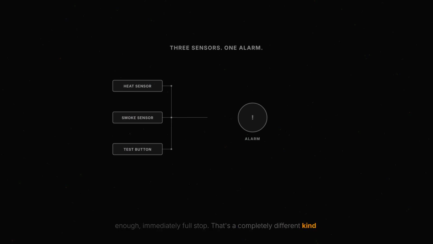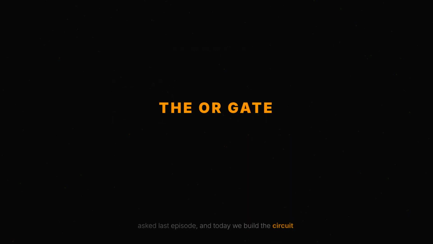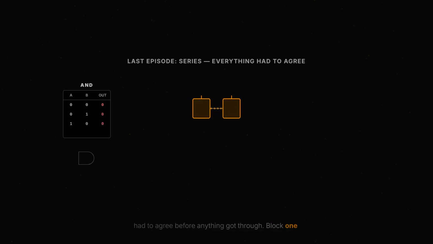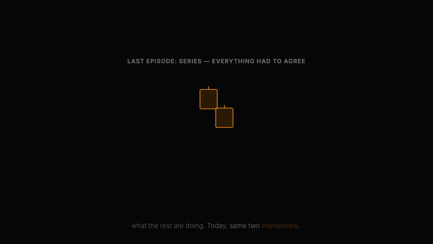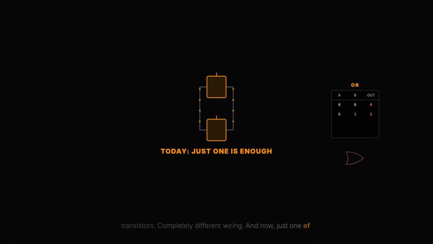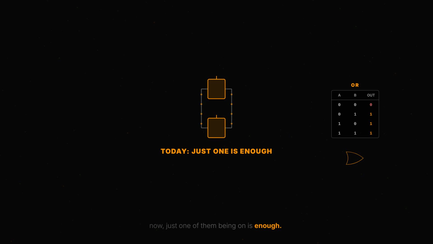That's a completely different kind of question than the one we asked last episode, and today we build the circuit that asks it. Last time, with the AND gate, two transistors in series meant every single one had to agree before anything got through. Block one gate in the hallway, and the whole thing shuts down, no matter what the rest are doing. Today, same two transistors, completely different wiring, and now just one of them being on is enough.